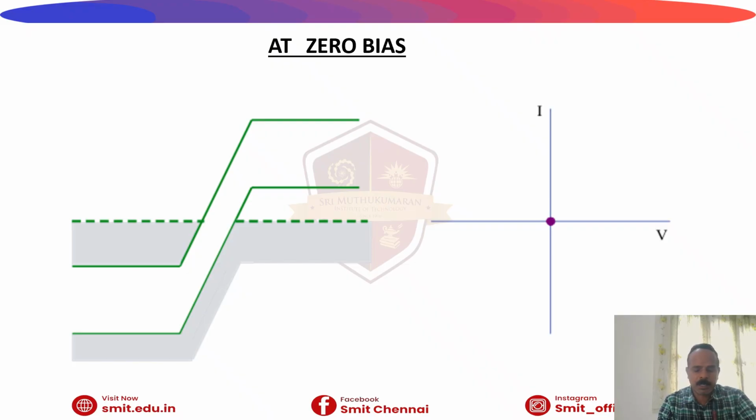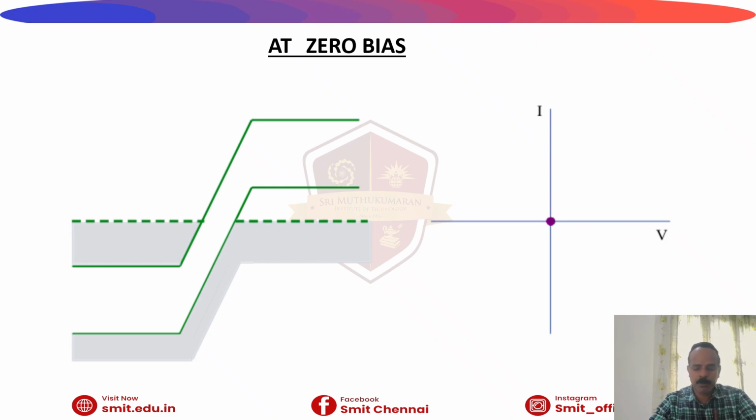Now the electrons in the conduction band of the N region find available empty states in the valence band of the P region. This alignment increases the tunneling probability and a large number of electrons tunnel through the barrier. As a result, the tunneling current increases rapidly and reaches the peak current. This corresponds to the peak point in the VI characteristics.